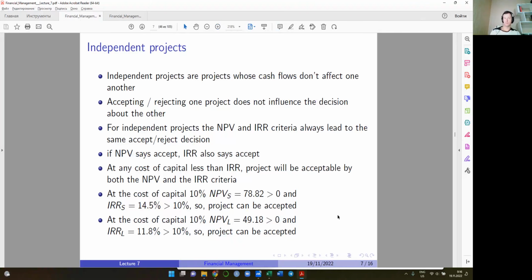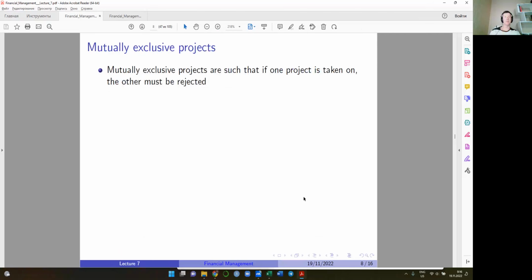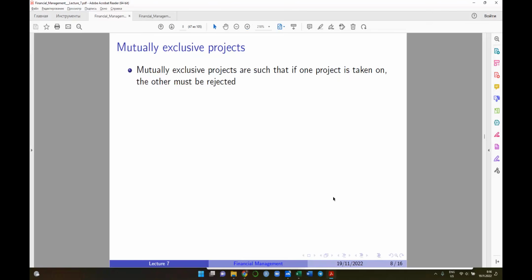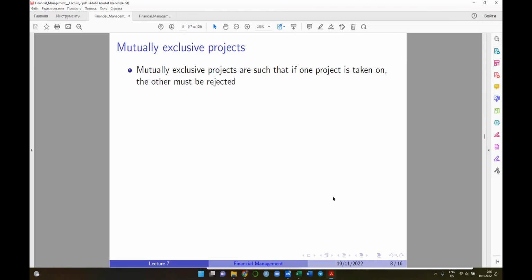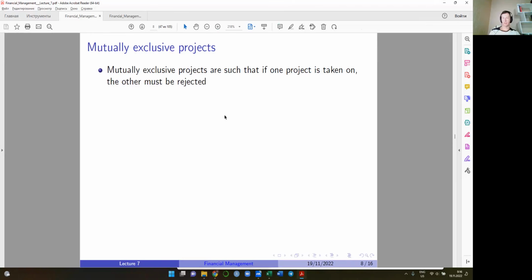Now, another case is when projects are mutually exclusive. What are mutually exclusive projects? Those are projects where, when one project is taken, the other must be rejected. So the decision about one project affects the decision about the other.